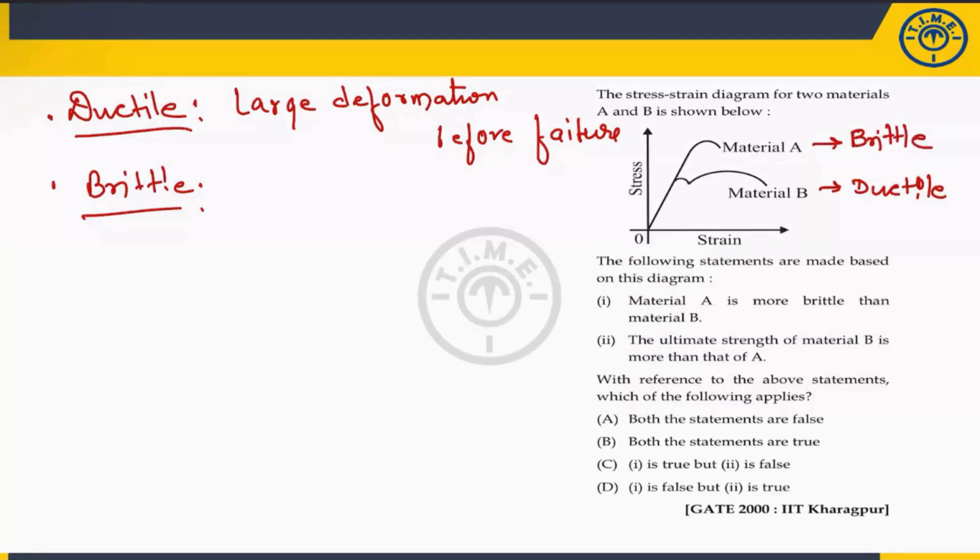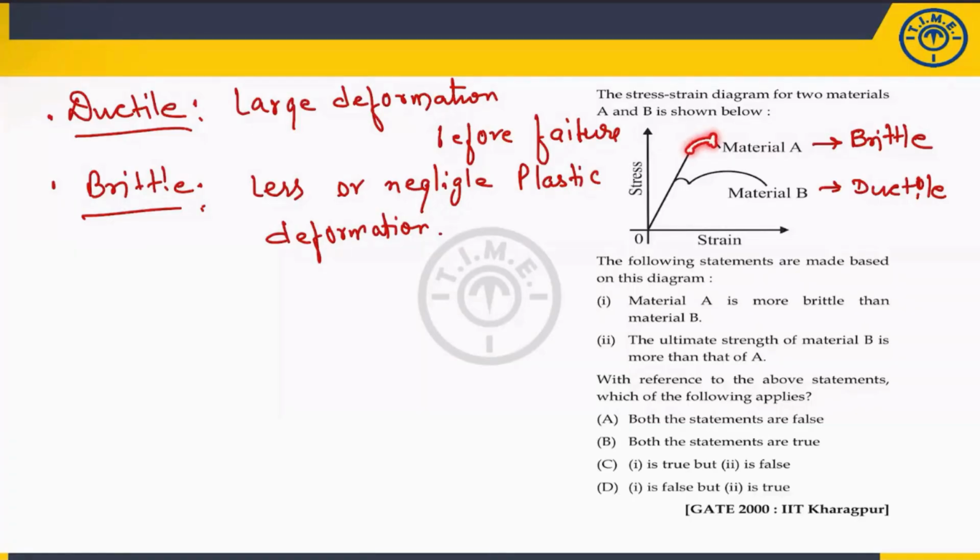This is the first point. That means there is very little or negligible plastic deformation. Before failure, it basically has very little deformation. Once you reach the yield point, directly the ultimate tensile strength will come. There is no yield point in case of brittle material. But for ductile material, there will be some yield point, then it undergoes a maximum stress, then it will fail. So now we understood material A is more brittle than material B. The first option will be the correct one.